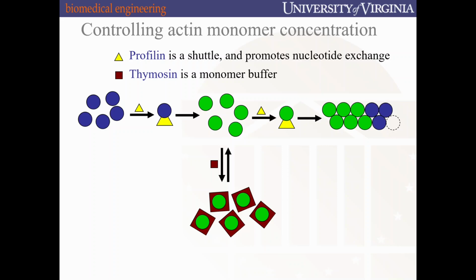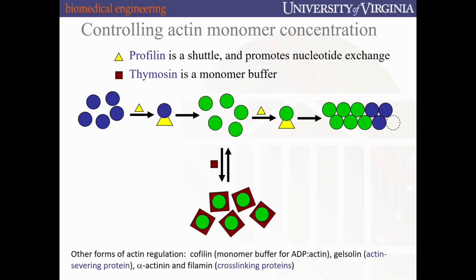Profilin is regulated by many signaling pathways in the cell to help control when actin polymerization is turned on or off, and part of this is through competing with thymosin for actin monomers. In addition to profilin and thymosin, we also have cofilin, which acts as a buffer for ADP actin, and gelsolin, which acts as an actin severing protein. This generates more plus ends and therefore can actually increase microfilament polymerization. And then we have the cross-linking proteins alpha-actinin and filamin, which help provide more structural stability to the actin mesh network.